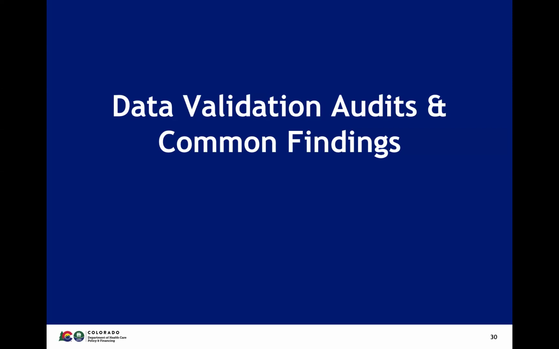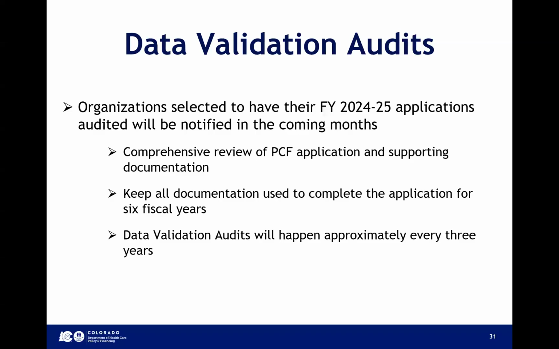Moving into data validation and common audit findings. Audits happen approximately every 3 years. They consist of a comprehensive review of the primary care fund application and all of your supporting documentation. Please remember to keep all documentation used to complete the application for 6 fiscal years, and those organizations that are due for the audits in the upcoming 24-25 grant cycle will be notified in the coming months.